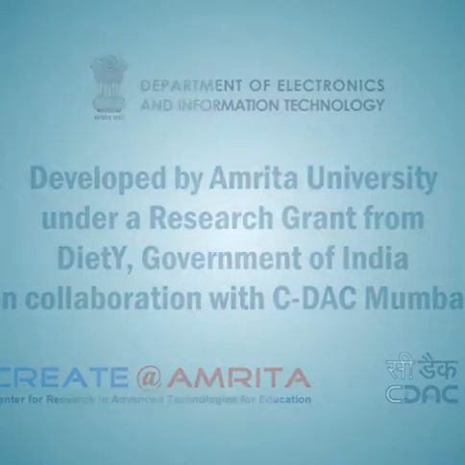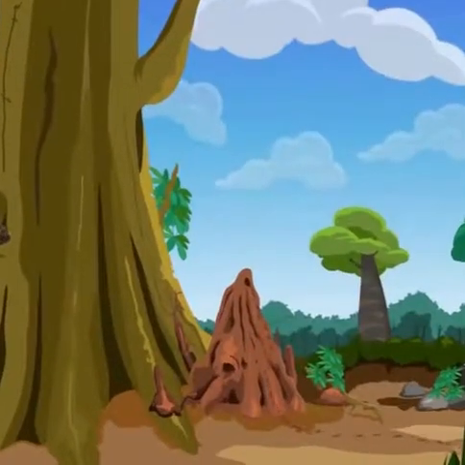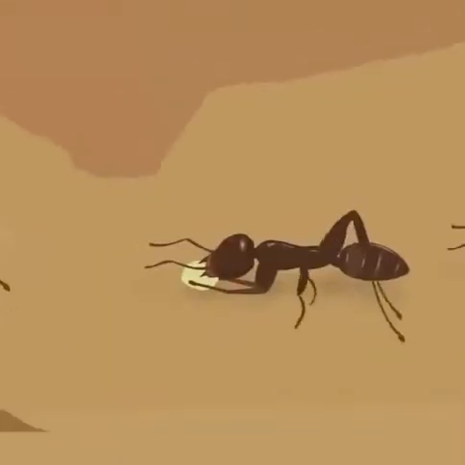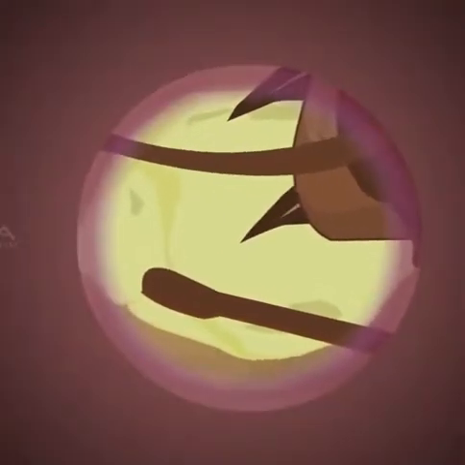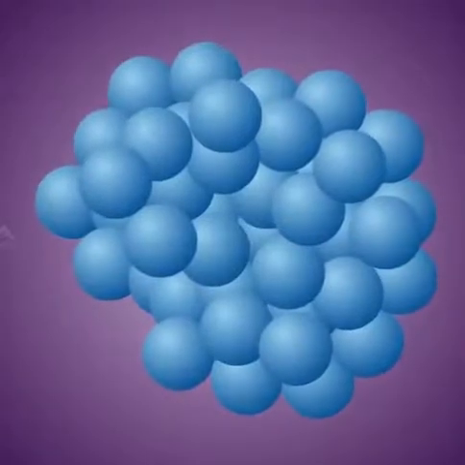Atoms and molecules. This is an ant hill. The ants are busy building it. It takes many small grains of sand to make an ant hill. If you take a closer look at the grain of sand under a scanning tunneling microscope, you can see that even the small grain of sand consists of millions of particles which are minuscule in nature.